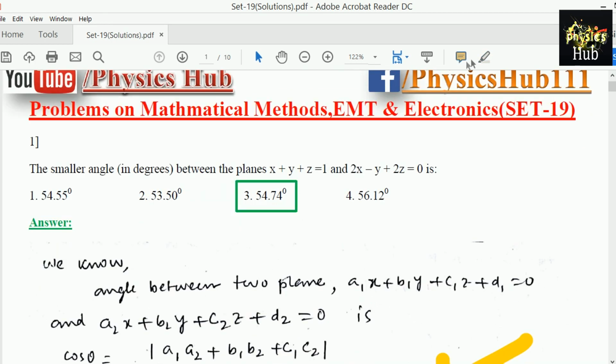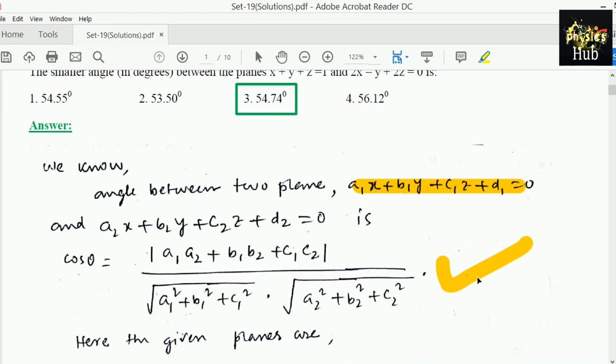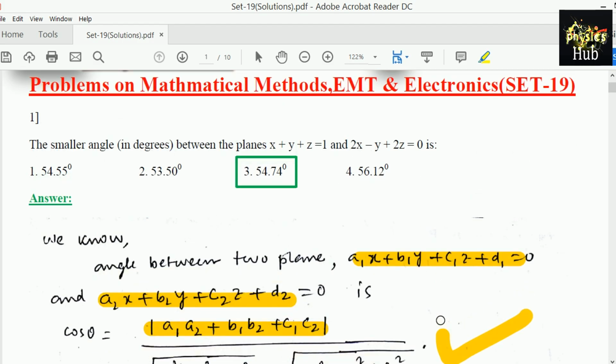Okay, so we know that the angle between two planes is given by cos theta equals to mod of this divided by this into this. So this is the formula. You can write the formula. This formula is very important. So what you have to do, you have to just replace the values here.